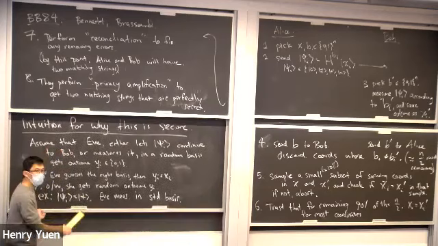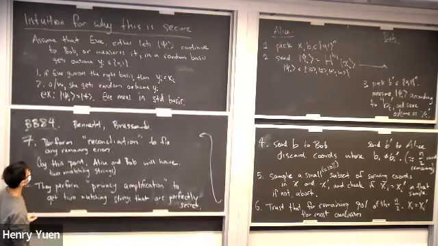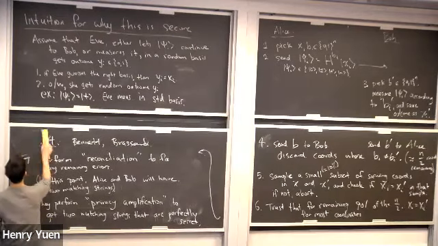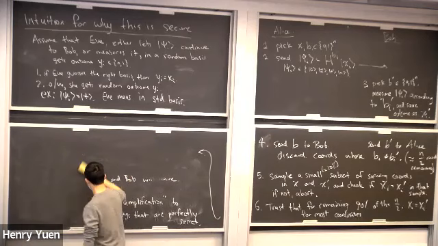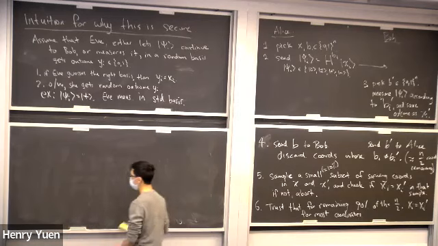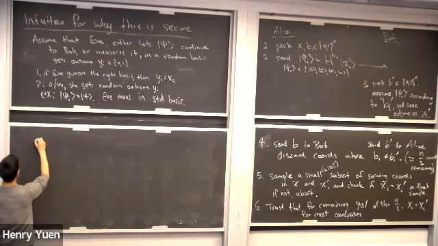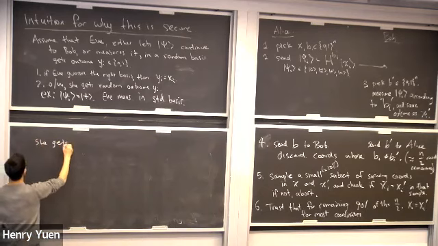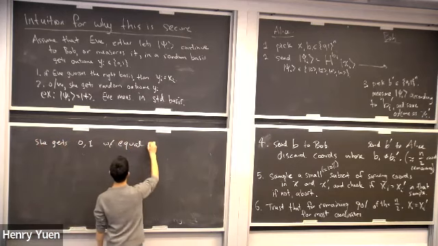Then she's going to get 0, 1 with equal probability, right? And then with probability 1/2 she flips the bit, and then the qubit will be encoded in the wrong basis. So she gets 0, 1 with equal probability.